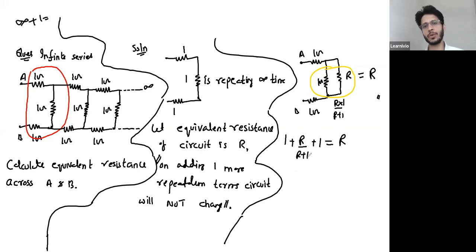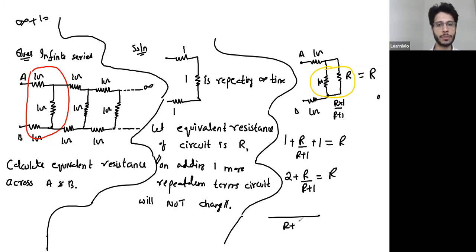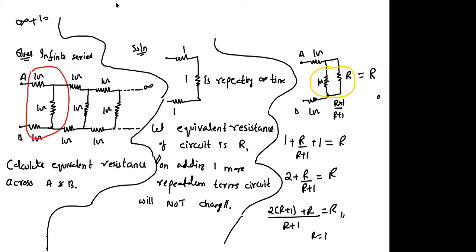This will be a quadratic equation. Solve this quadratic equation and get the value. 1 plus 1 will be 2. So that's 2 plus R by R plus 1 is equal to R. You can take R plus 1 as common. So that's twice of R plus 1 plus R is equal to R. You can multiply it here. Just solve this equation and get the value of R. There will be two roots of the equation.